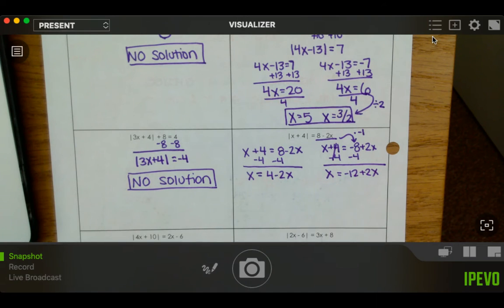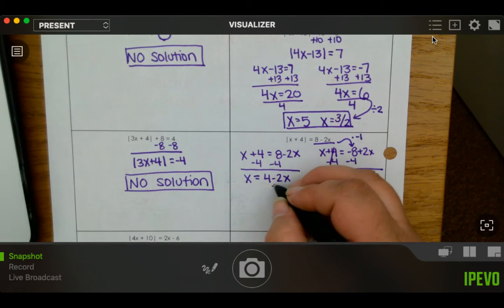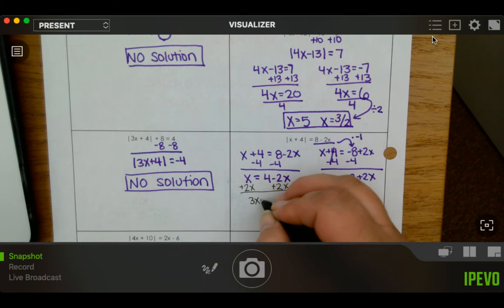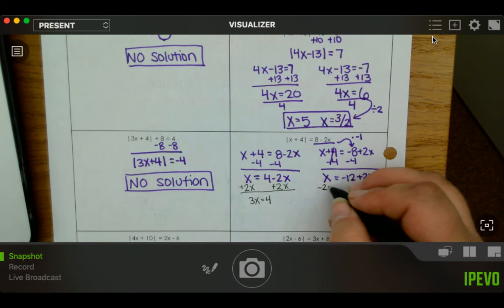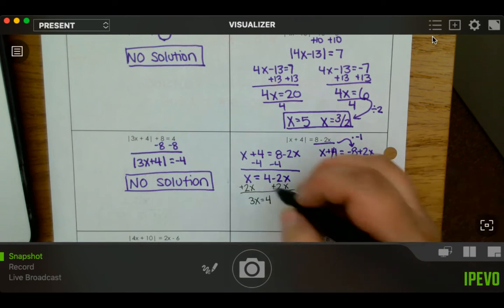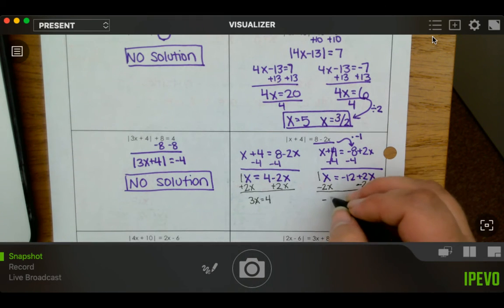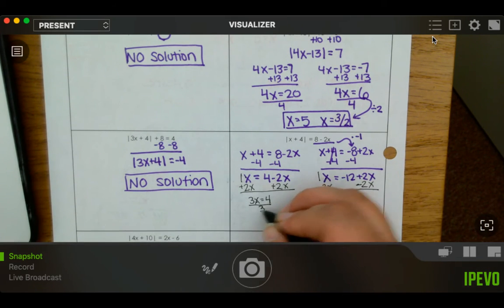And this is where they do become a little bit different for a second. I need my x's all over here on the left. So I'm going to add this 2x over, and I get 3x equals 4. And over here, it's a positive 2x, so I have to subtract it. And by the way, there are those imaginary 1s in front. That's how I got 1x plus 2x is 3x. 1x minus 2x is negative 1x. And then I need to divide by 3 and negative 1, respectively.